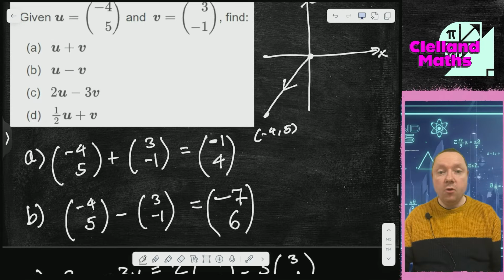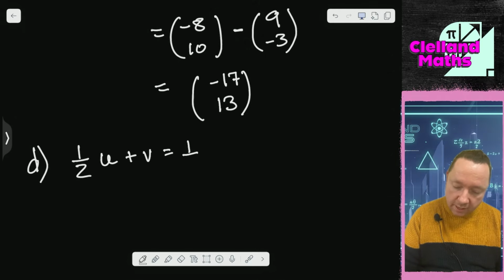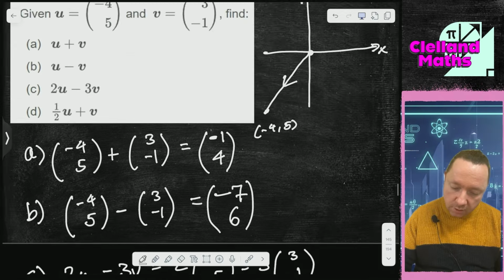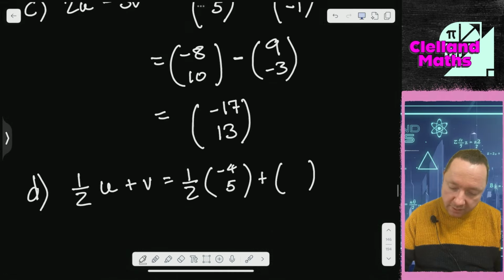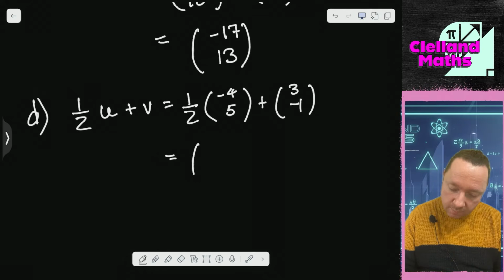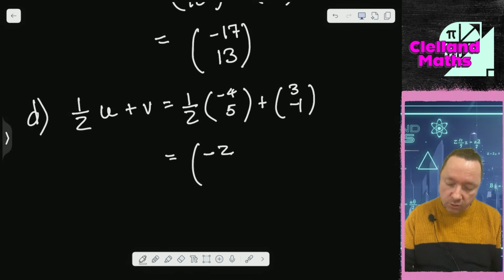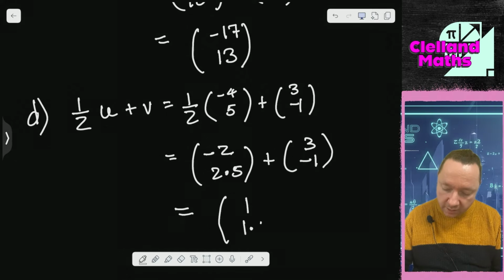D says a half U plus V. So that's 1/2 of the first vector U, which is (-4, 5), plus my V, and my V, remember, was (3, -1). So I half each of the numbers for the first one. Minus 4 divided by 2 is minus 2. 5 divided by 2 is 2.5. Plus (3, -1). Minus 2 add 3 is 1. And 2.5 minus 1 is 1.5.